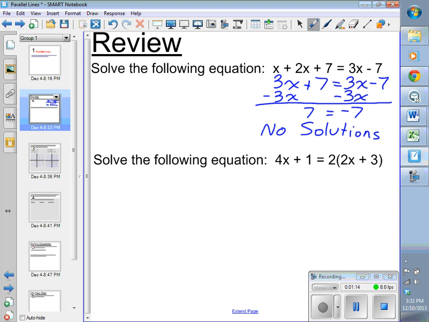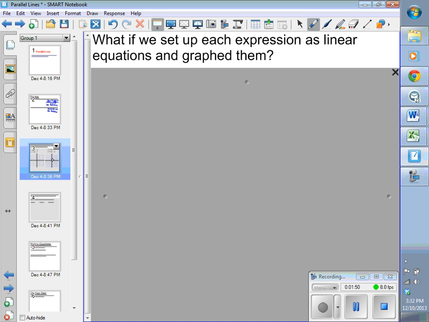Okay, so solving this equation, we have 4x plus 1 equal to 2 times 2x plus 3. 2 times 2x gives us 4x, and 2 times 3 gives us 6. So we have 4x plus 1 equals 4x plus 6. Again, we know from our previous work, this is also no solutions. All right, so if you're looking at this like I was earlier, you're thinking, well, how is this relevant? It is, trust me. Moving on.